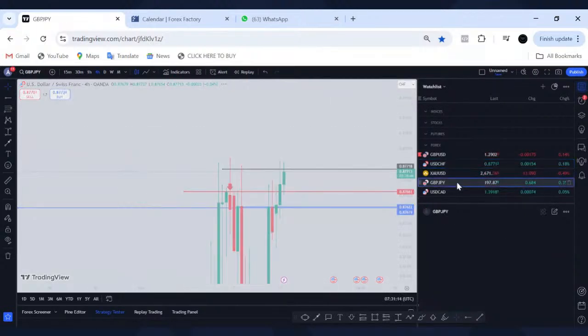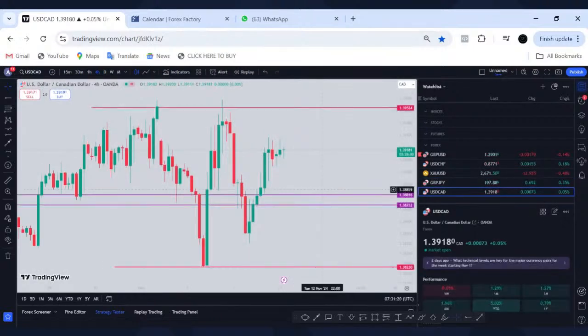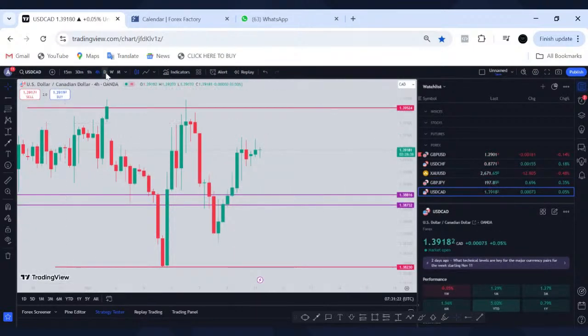So the entry has become very difficult. So let's move to GBP JPY. Let me check USD CAD, since some people are lovers of GBP.